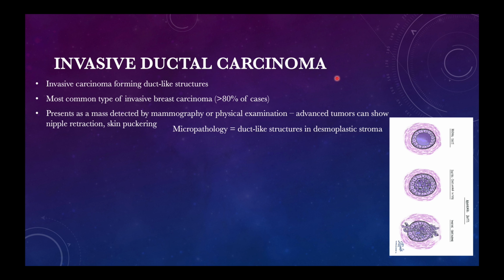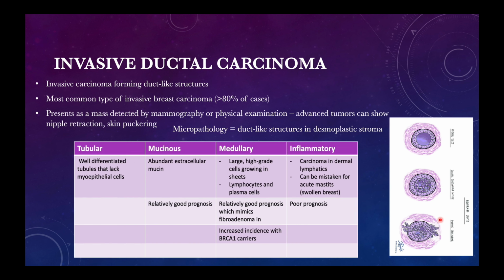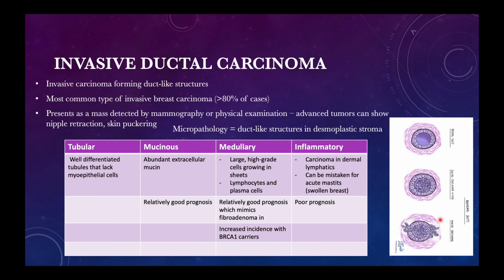So the micropathology of invasive ductal carcinoma is basically that they lead to formation of ductal structures within a desmoplastic stroma. Okay, and invasive ductal carcinoma can actually have 4 different types. So we have tubular type, mucinous, medullary, or inflammatory. My little mnemonic for this is MMIT. So mucinous, medullary, inflammatory, tubular.